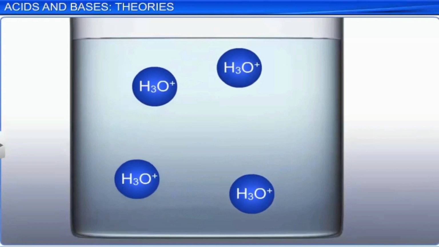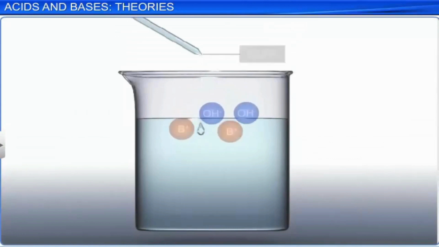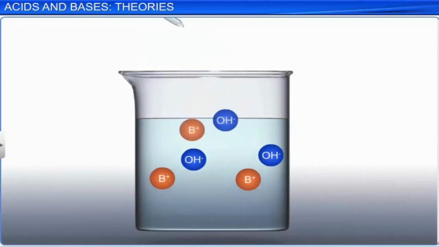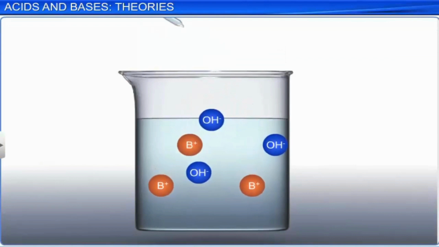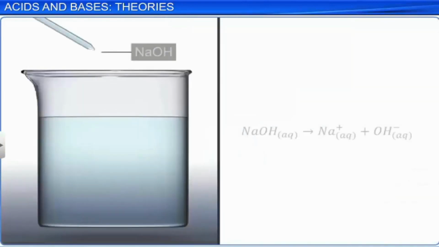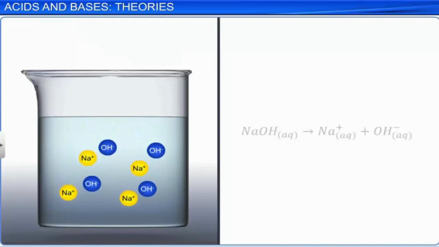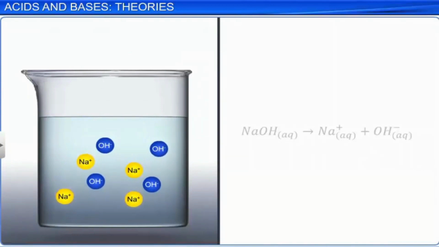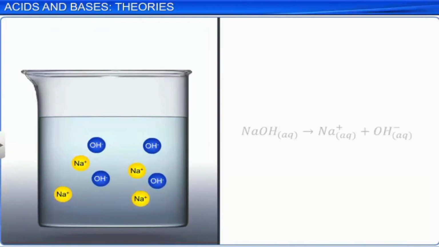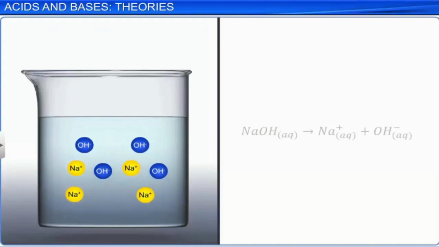A base is a substance that contains the hydroxyl group and ionizes in an aqueous solution to give hydroxide ions. For example, NaOH contains a hydroxyl group and ionizes in water to Na+ and OH- ions. The ionization of sodium hydroxide in an aqueous solution may be represented in the form of an equation as shown here.